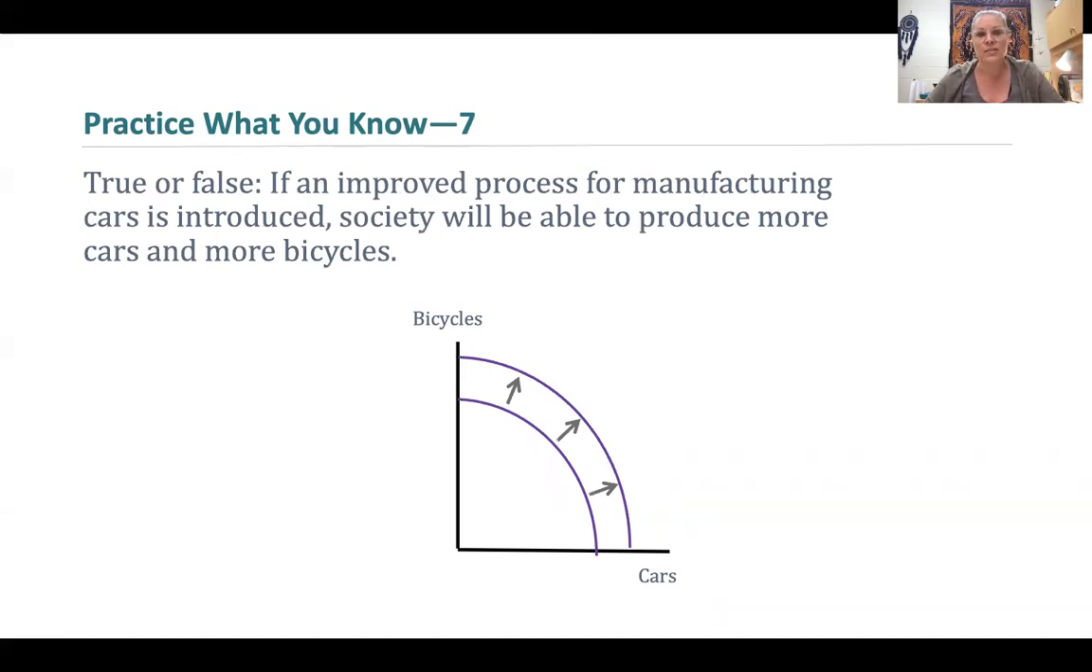Finally, true or false, if an improved process for manufacturing cars is introduced, society will be able to produce more cars and more bicycles. This is true because when we are able to produce more cars efficiently, some of the resources that were previously used for making cars can now be shifted and reallocated towards making bicycles, meaning we have more resources and we can produce more bicycles.